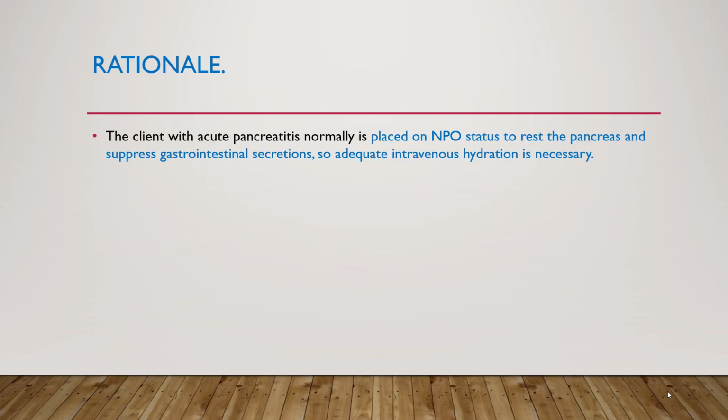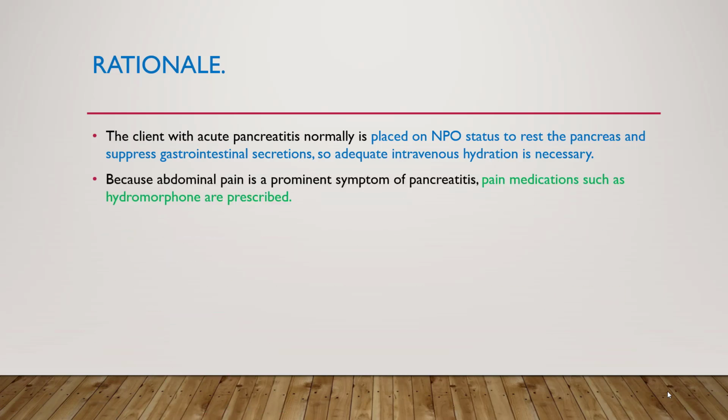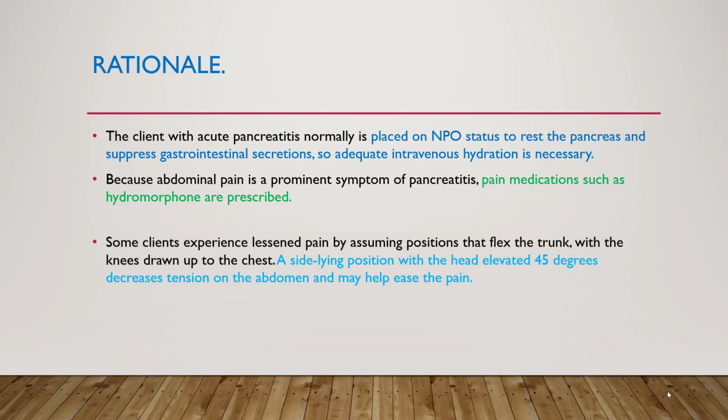The client with acute pancreatitis normally is placed on NPO status to rest the pancreas and suppress gastrointestinal secretion, so adequate intravenous hydration is necessary. Because abdominal pain is a prominent symptom of pancreatitis, pain medications such as hydromorphone are prescribed.